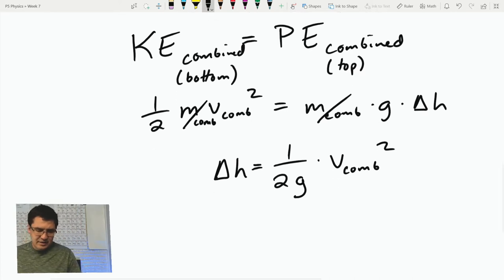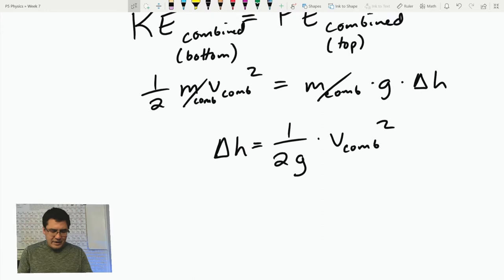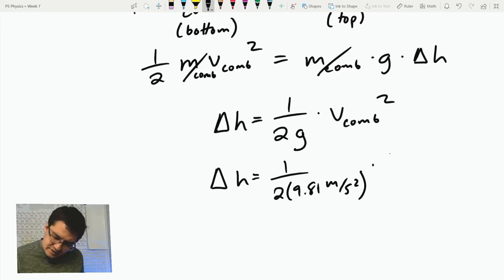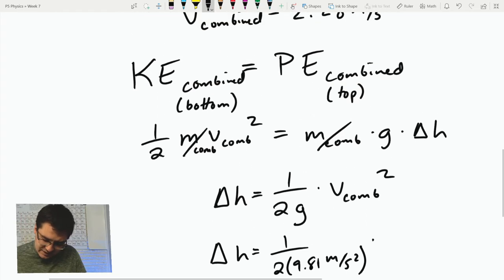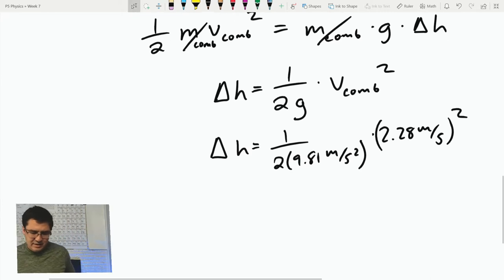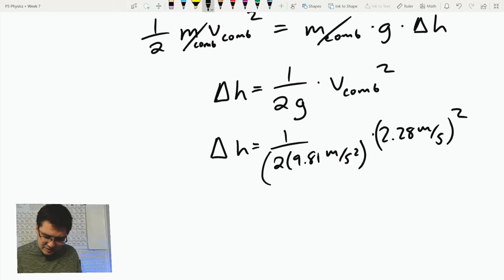squared. And so if I want to know how high this would go, delta h would equal 1 over 2 times 9.81 meters per second squared times, let's see, the velocity was 2.28 meters per second squared. And so typing this all in, 2.28 squared divided by, I'll put this denominator in parentheses, 2 times 9.81. Oops.